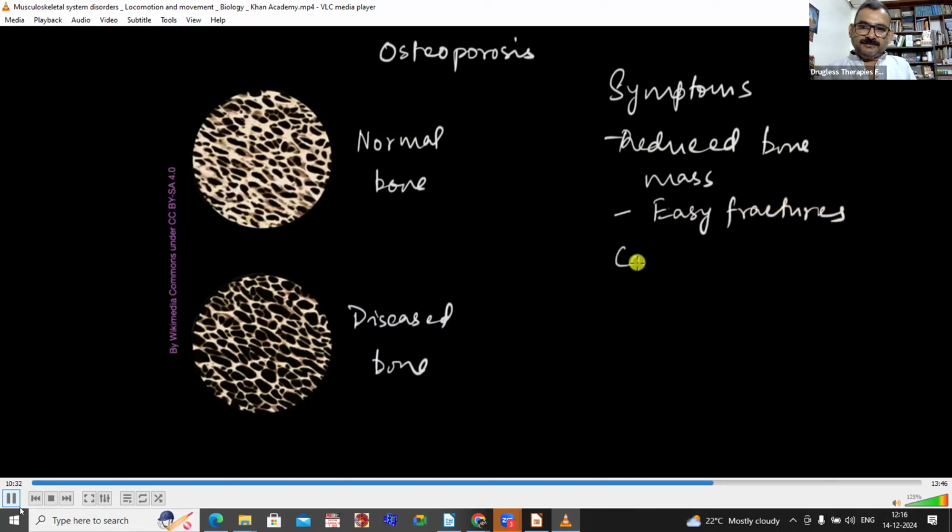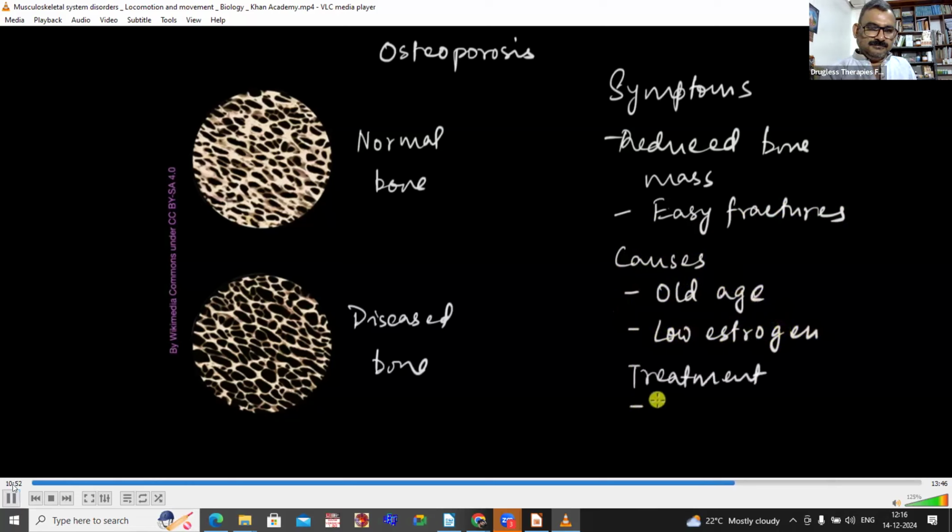So what are the causes? One is old age. In old age, bone is broken down quicker than it can be reformed. So that's one cause. And the second cause is low estrogen in women, which often happens after menopause. So what can you do to treat it? Calcium supplementation again, and of course vitamin D as well.